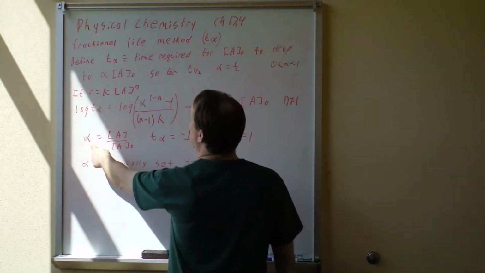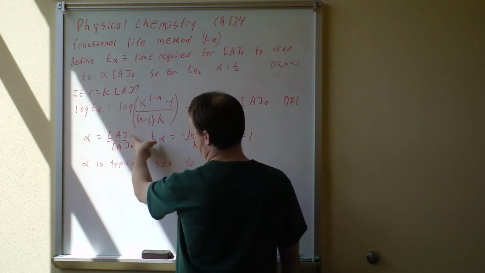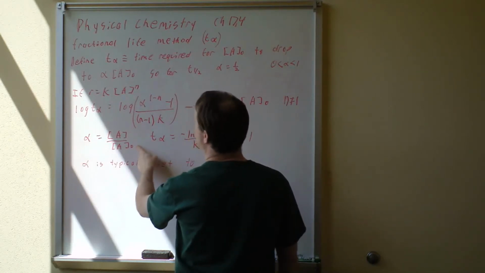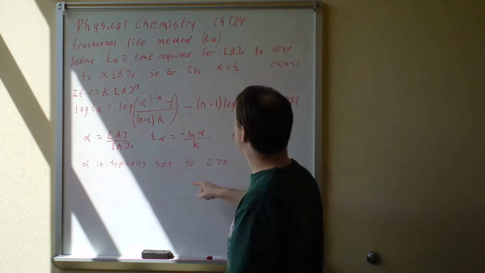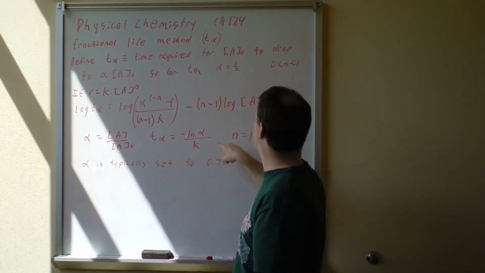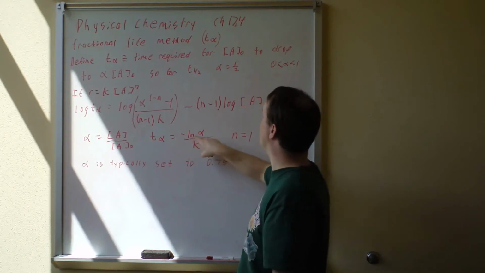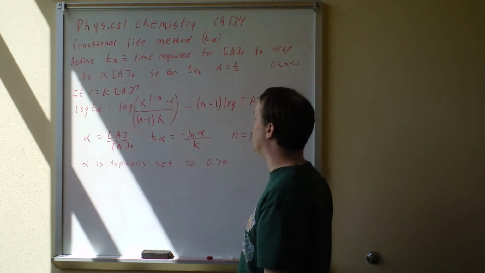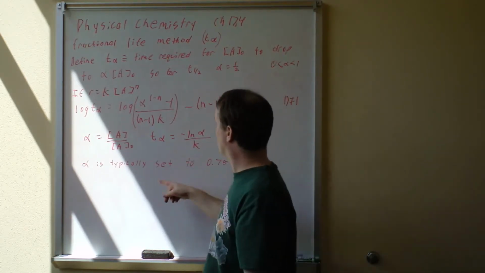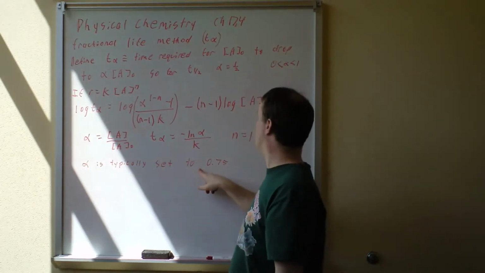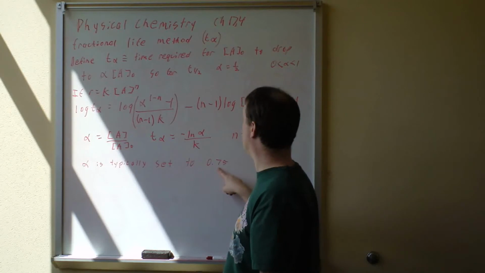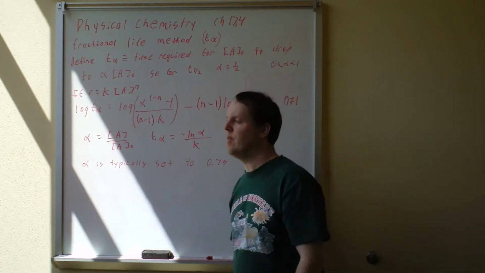Except alpha, you can also say it's the amount of substance left divided by the initial substance, so you could say it's a fraction too. So you take this T alpha, if n is equal to 1, it's just minus the natural log of alpha divided by K. For an actual experiment, instead of going with 1/2 of the half-life, it's sometimes a lot easier to just go to 0.75.